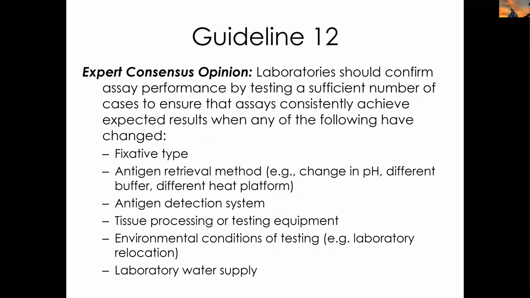Guideline 12. Laboratories should confirm assay performance by testing a sufficient number of cases to ensure that assays consistently achieve expected results when any of the following have happened. Fixation type, antigen retrieval method, in other words, going from pH to heat or something of that sort, the antigen detection system has changed, tissue processing has changed, or you're moving to a new equipment vendor, or when other laboratory conditions such as water supply or location are changed, this should be done.